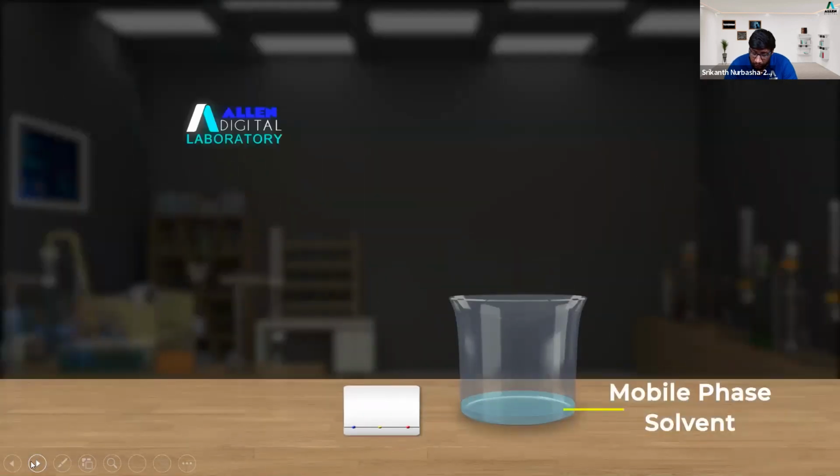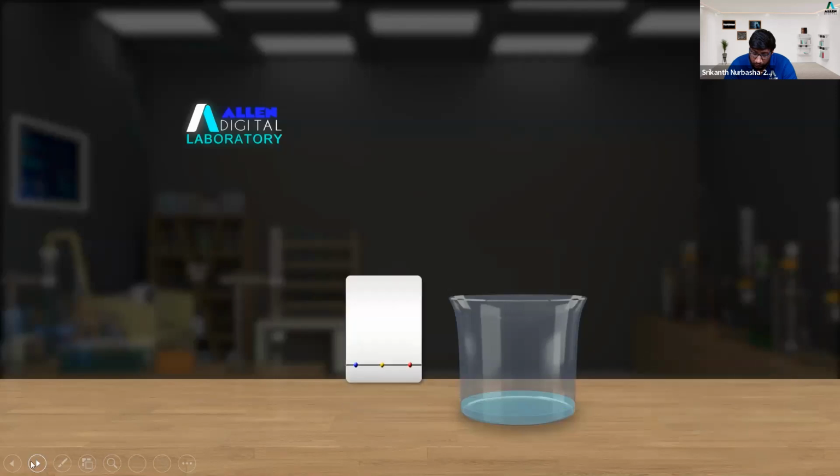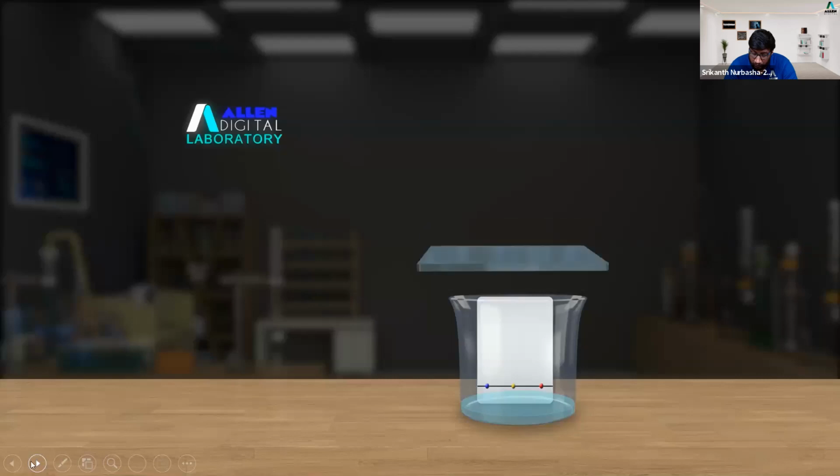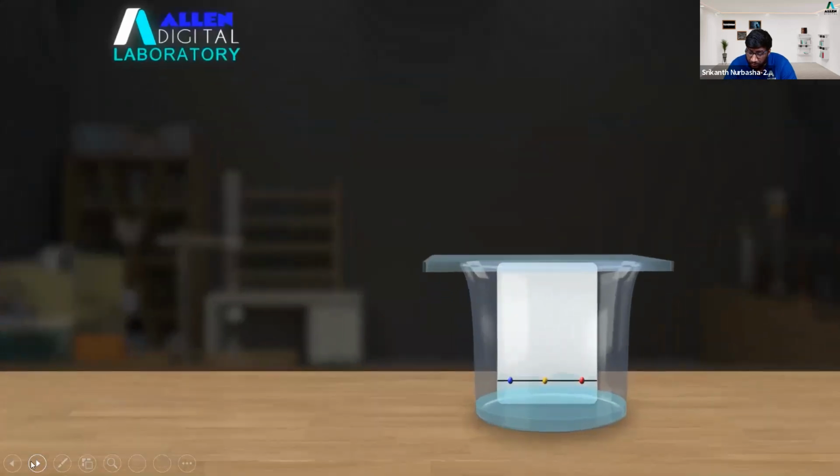Mobile phase solvent. And you have closed it. Different components have been taken here, but you can just take one component. Like different mixtures, like 3 test tubes are taken, right? In these test tubes, we have 3 different types of mixtures. So in every mixture, the solvent is moving and the components are moving to different extents. Based on that, you can actually calculate the retardation factor. This is for the first mixture, second mixture, and third mixture. Okay.